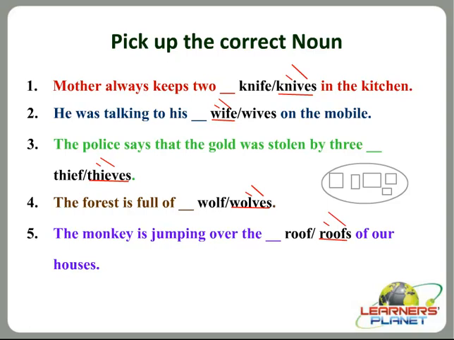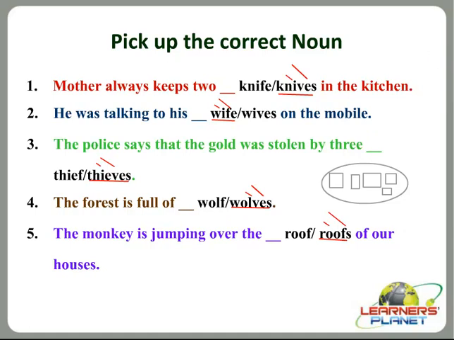Let us quickly revise. Mother always keeps 2 knives in the kitchen. He was talking to his wife on the mobile. The police says that the gold was stolen by 3 thieves. The forest is full of wolves. The monkey is jumping over the roofs of our houses.